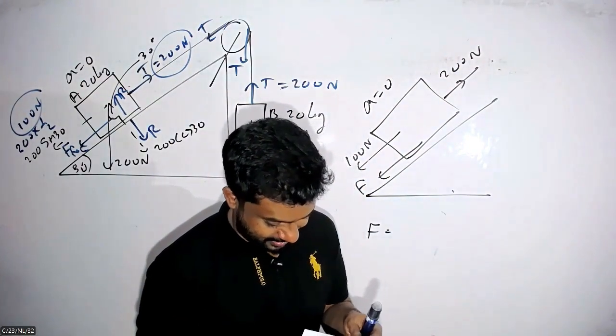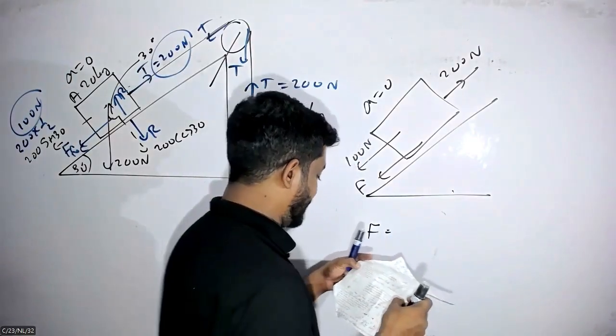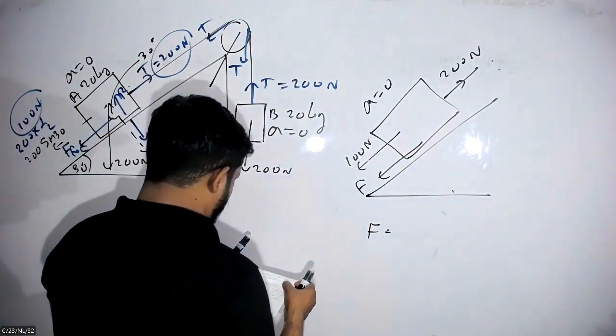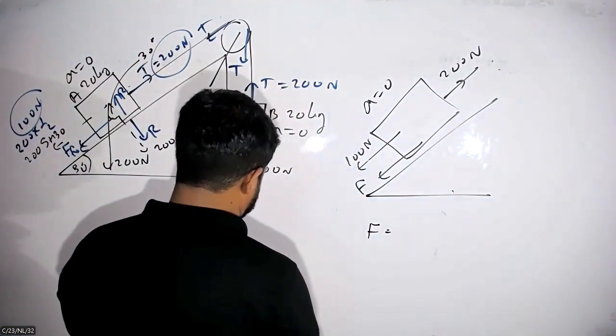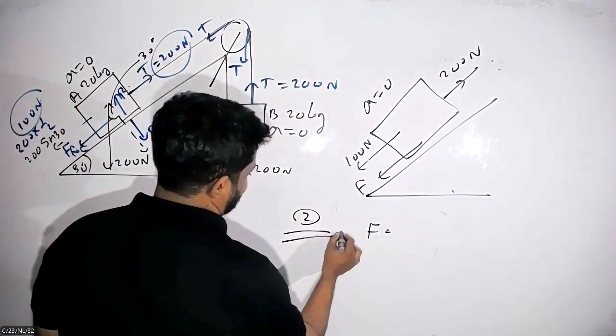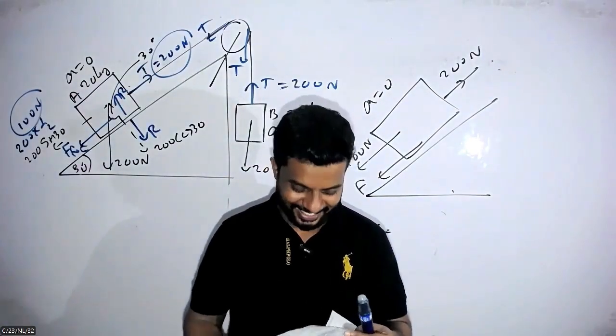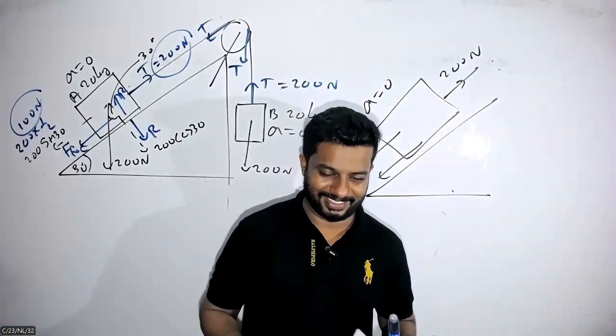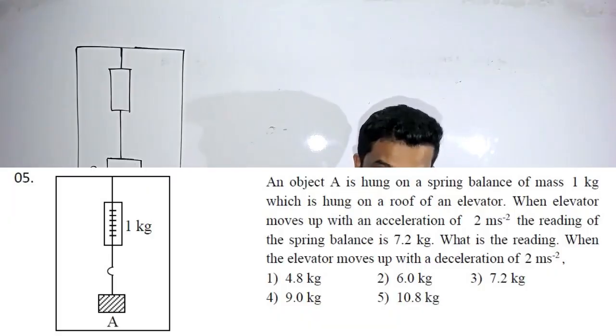What is the answer? The answer is the second one, 100 Newton down along the plane. Second one is the answer. Right? Let's see the answer for the fifth one.